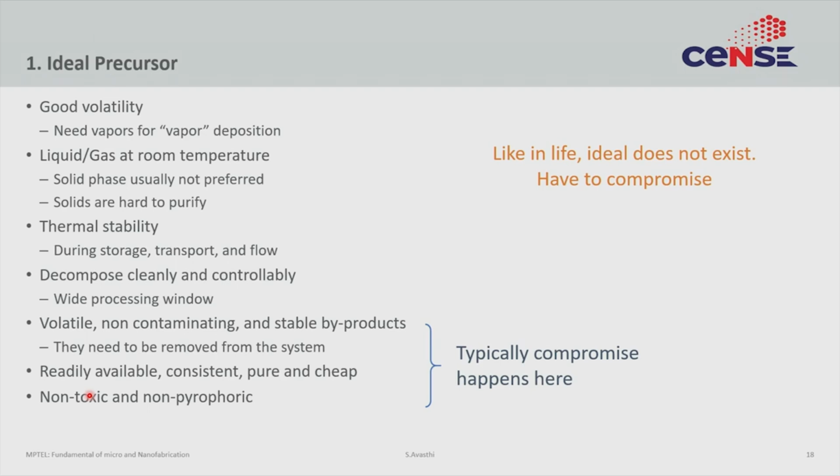Now, for cases where the precursors are liquid, you can still use them by just vaporizing the liquid into a vapor form and then using those vapors. But still, you need a volatile precursor that you can actually convert to vapors. This precursor must hence be liquid or gas at room temperature. Solid phase is usually not preferred, though in some cases you can get solids that will sublime at a slightly higher temperature and hence can be used as precursors. Solids, however, even in those cases are a little hard to purify and are often not used.